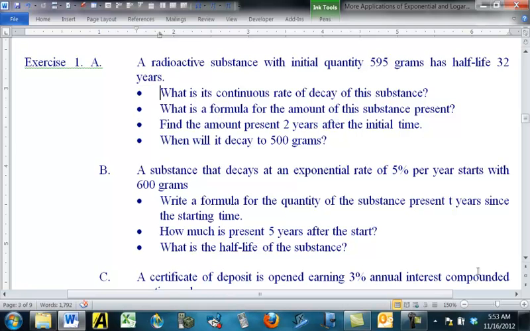A substance that decays at an exponential rate of 5% per year starts with 600 grams. Find a formula for the quantity present T years after the starting time. And how much is present 5 years after the start, and what is the half-life? So in the first one, we knew the half-life, and we had to find K so we could find the formula. In the second one, part B, it's the other way around. Since it says exponential rate, this is K, and we have to find the half-life backwards.